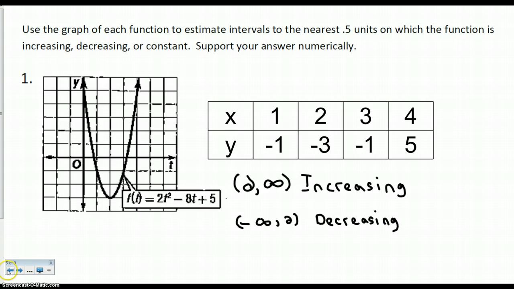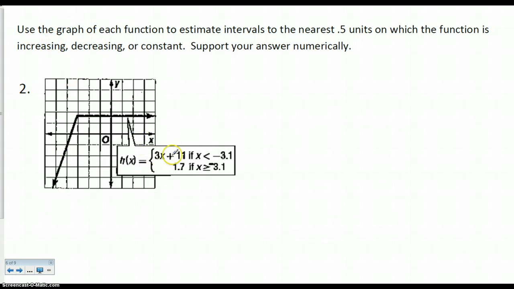So let's look at another example. In this graph, I have a piecewise function. The first part is for x values less than negative 3.1. It looks like my equation is 3x plus 11, and then the other one is y equals 1.7. So as I look at my graph left to right, up until negative 3.1, what is my graph doing? What is happening to my y values? As I start from negative infinity all the way to negative 3.1, it looks like my graph is increasing.